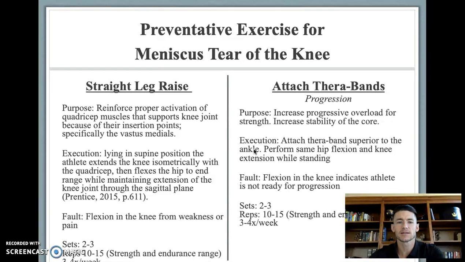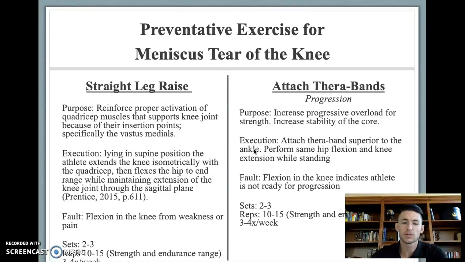Preventative exercises for your meniscus are straight leg raises. This reinforces the proper activation of the quadricep muscles that help support the knee. This is executed by an athlete lying in a supine position on the floor, and they'll extend their knee in an isometric contraction of the quadricep. They'll then take their hip through the end range of flexion while maintaining the extension of the knee through the sagittal plane. If the athlete has flexion in their knee or loses the extension, it could be a result of either weakness in the quadricep or pain that they're experiencing in the knee.